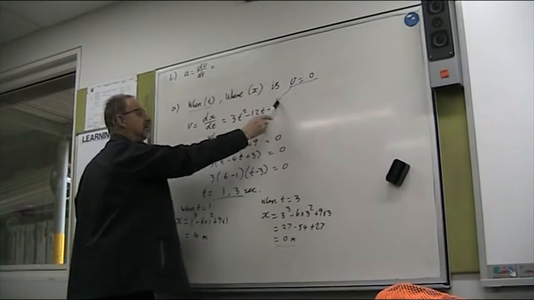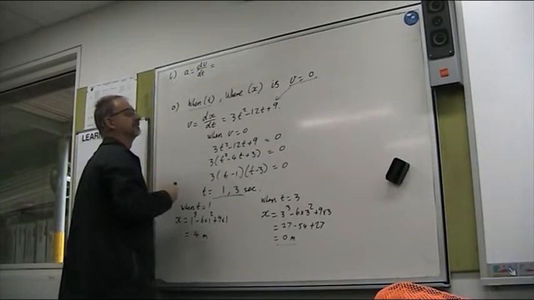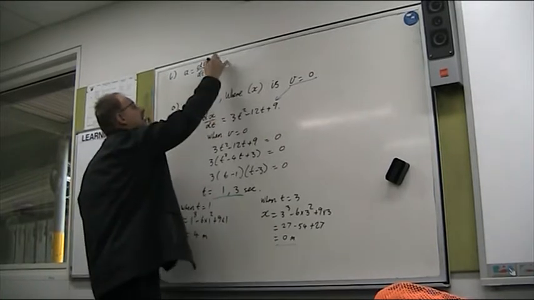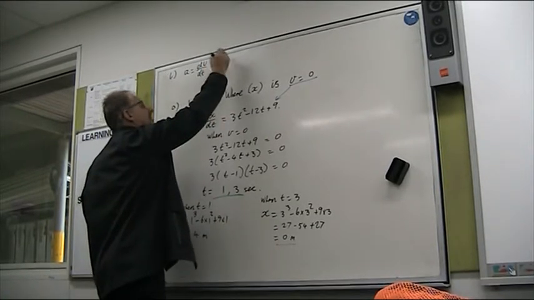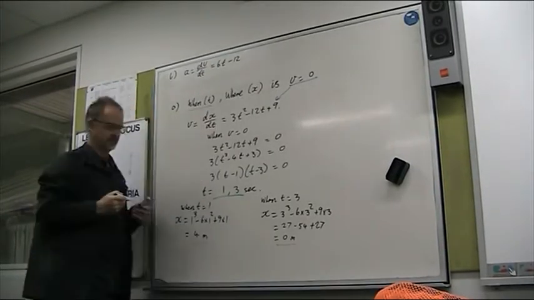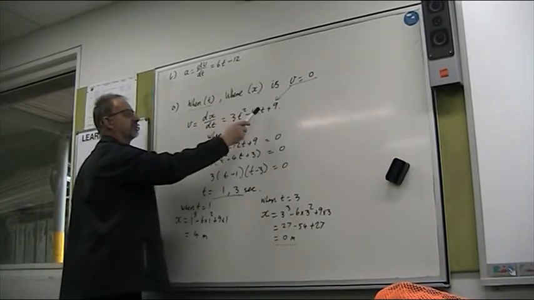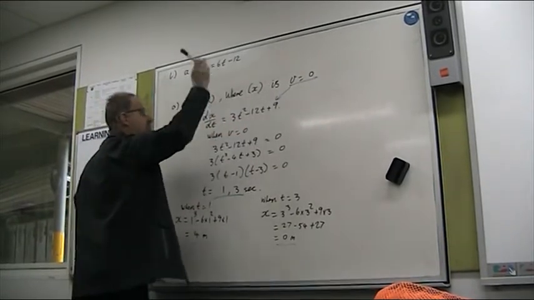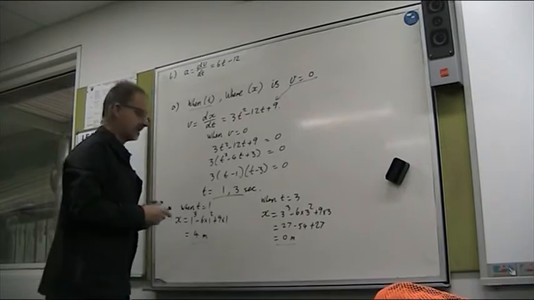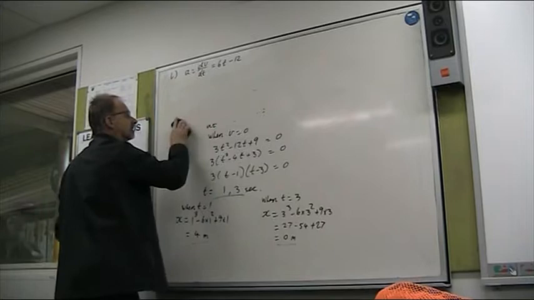And given the velocity is that, it would be 6t minus 12. Yes? 2 comes down, reduced by 1, minus 12, and the constant is gone. All right, at those instants, let's find out what it is.